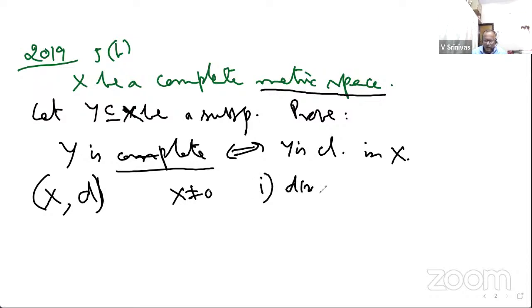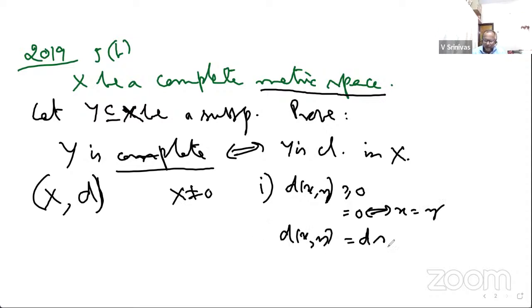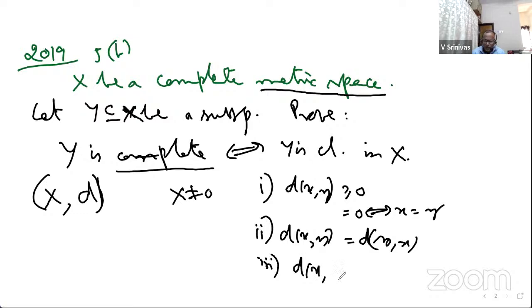d(x, y) is non-negative, and d(x, y) is equal to 0 if and only if x equals y, and d(x, y) is equal to d(y, x), and then you have the triangle inequality: d(x, z) is less than or equal to d(x, y) plus d(y, z).